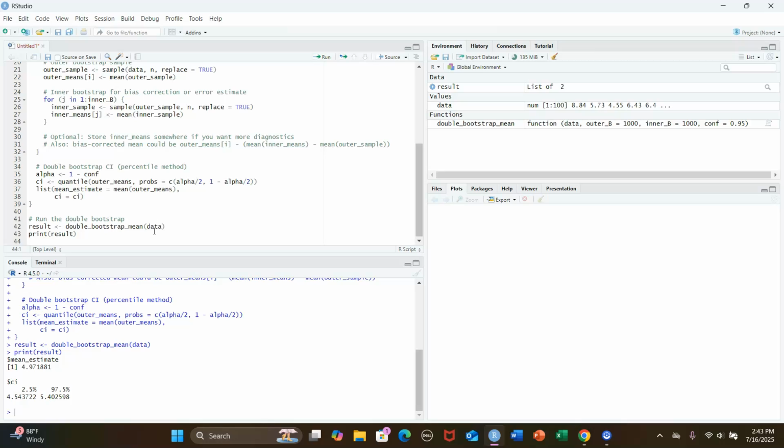You can do other statistics, for example standard deviations, or you can do a bootstrap for a linear regression model or any other more complicated statistical estimate. But then the computation will be very, very challenging. All right, so this is a very simple example to demonstrate the idea of double bootstrap.